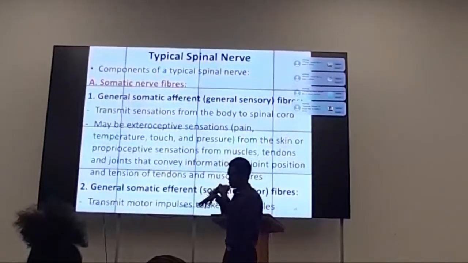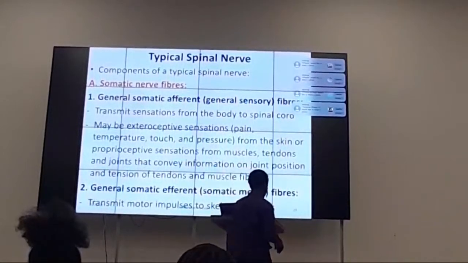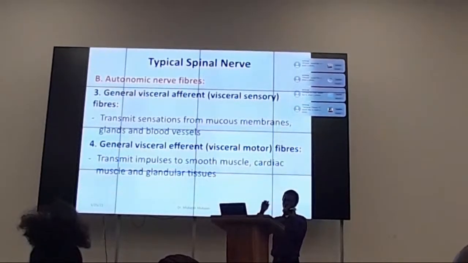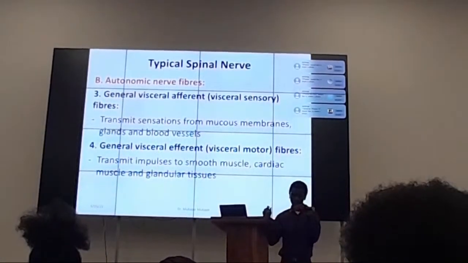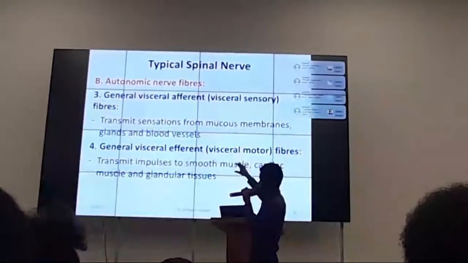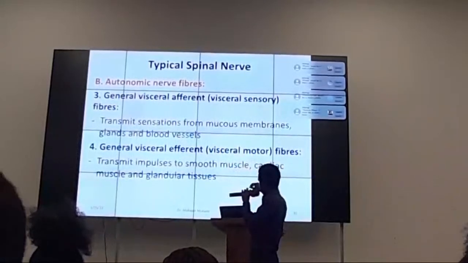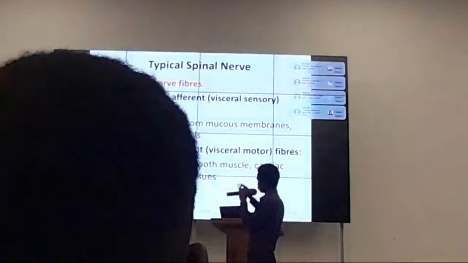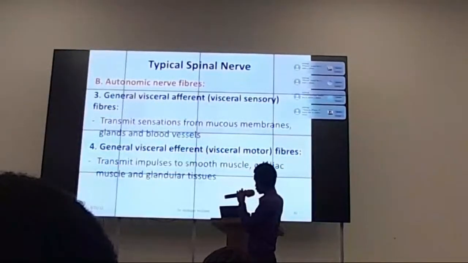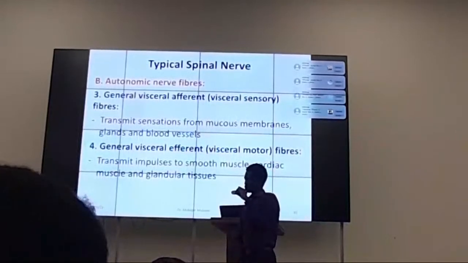Okay? Then now you come to the visceral structures. The visceral structures also, instead of somatic nerve fibers, we're going to call them autonomic nerve fibers. Again there, we have those which carry sensation, and we have those which carry motor. So we have general visceral afferent, which is visceral sensory fibers. We also have visceral motor fibers.